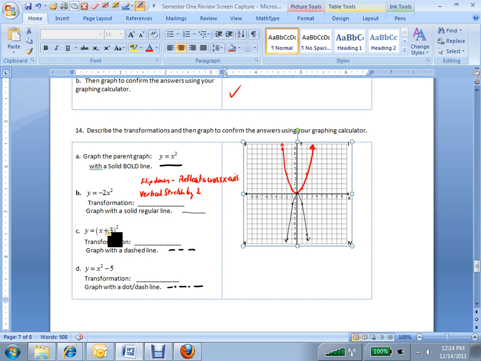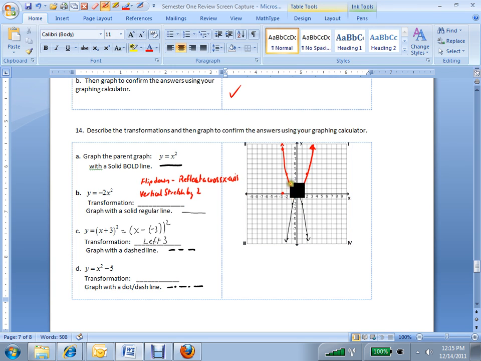Now going to part C, you know that you could rewrite this as x minus negative 3 squared. So our transformation is left 3, now going to negative 3. This time it says I should graph it with a dashed line. So I'm going back to my parent graph here, which is from A, and I've gone left 3, and I'm going to graph everything else exactly the same, except I'm going to start at negative 3.